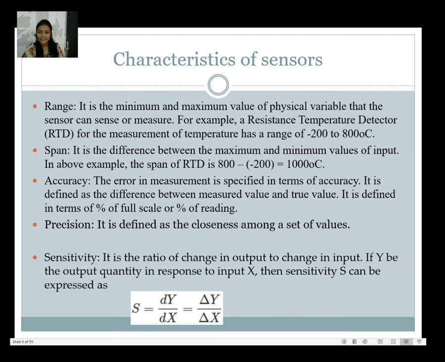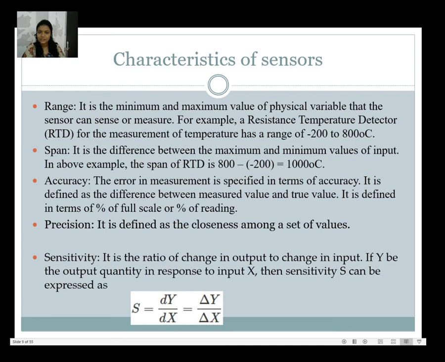Now, what are the characteristics of sensor? So first is range. Range is the minimum and maximum value of physical variable that the sensor can sense or measure. Range means what? It is nothing but the maximum or minimum value that the sensor can sense. For example, resistance temperature detector, that is RTD, for the measurement of temperature ranges from -200 to 800 degrees Celsius.